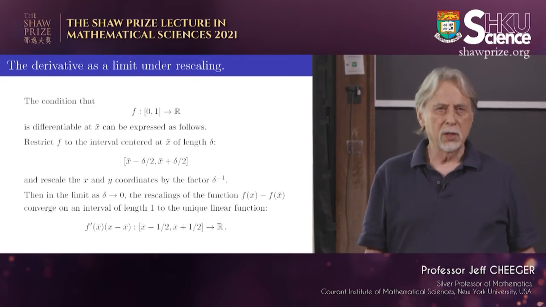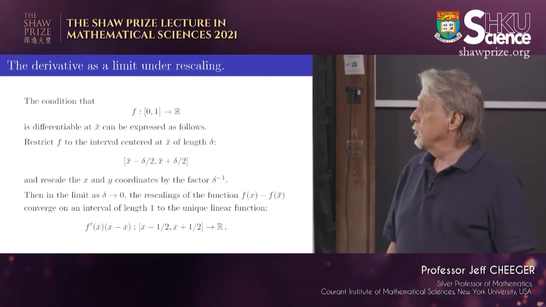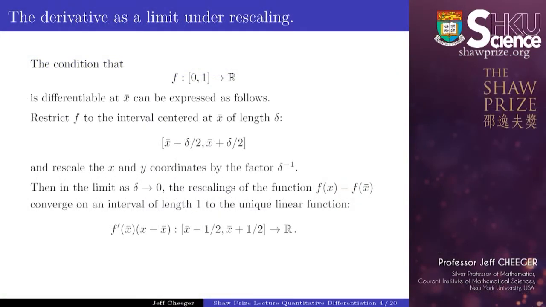So let's revisit what it means for a function to be differentiable. So we have a function f, and to say that it's differentiable at a point x bar, it can be expressed as follows. We restrict f to a small interval of size delta centered at x bar, and then we rescale both the x and y coordinates by a factor delta inverse. Then in the limit, as delta goes to 0, the rescalings of the function f of x minus f of x bar converge, now on an interval of length 1, to the unique linear function f prime of x bar times x minus x bar.